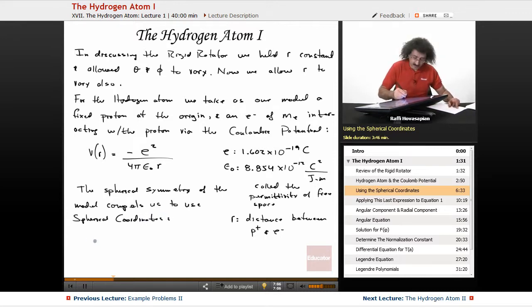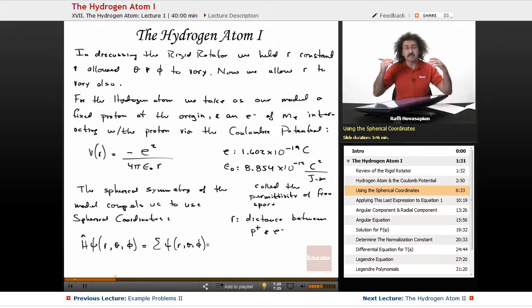And what we're going to end up with is something like this. So the Schrödinger equation is going to be H of psi. Now psi is a function of three variables, r, theta, and phi. H psi of r, theta, and phi is equal to E times psi of r, theta, and phi. The eigenfunction, eigenvalue representation of the Schrödinger equation. That's it.